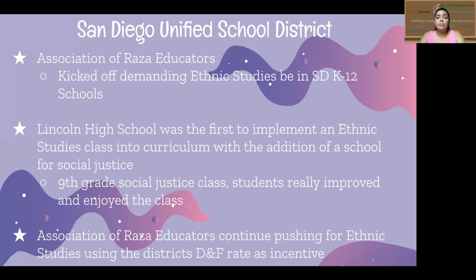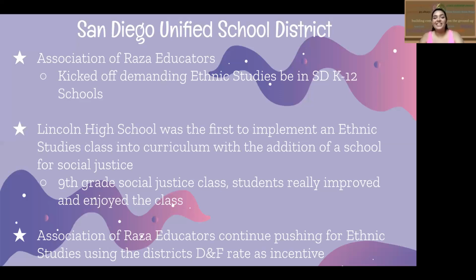There was even pushback from teachers who didn't enjoy students undermining them, questioning what they were teaching. And so it became apparent that this one 9th grade social justice class wasn't enough for the students at this school, that they wanted more classes to engage them in these topics. So it didn't end there. The Association of Raza Educators continued pushing for ethnic studies using the district's D and F rate as incentives. So the D and F rate is exactly what it is.